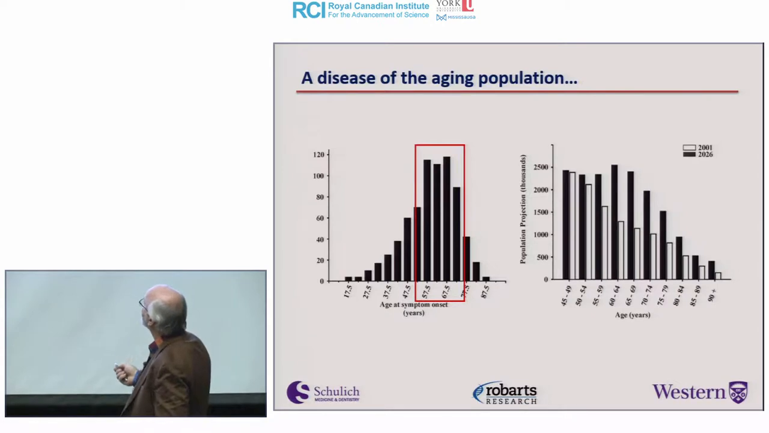So the aging of our population. So if we look here at 2001, the white histogram, right? And here we are, fifth, sixth, seventh decades of life. And this is what it looked like 10, 15 years ago. 2026, though, what is it going to look like?